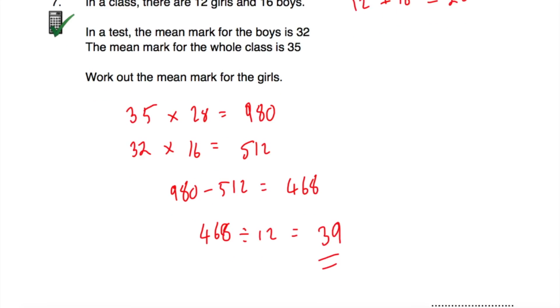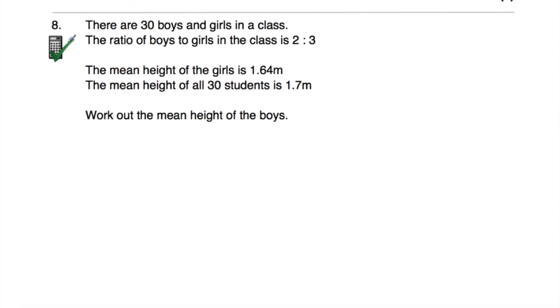Okay, let's look at our next question, question number 8. So question number 8 says we've got a class of 30 boys and girls altogether, and the ratio of boys to girls in the class is 2 to 3. And the mean height of the girls is 1.64 meters, and the mean height for all 30 students is 1.7 meters. Work out the mean height for the boys.